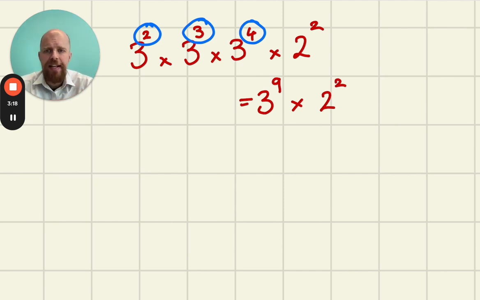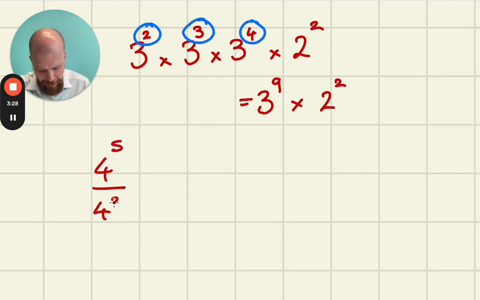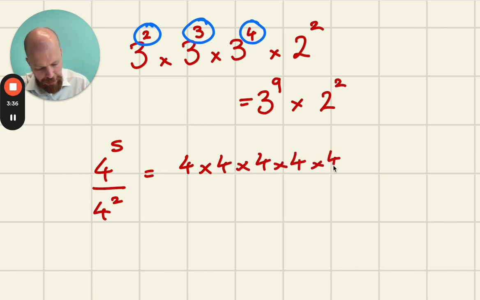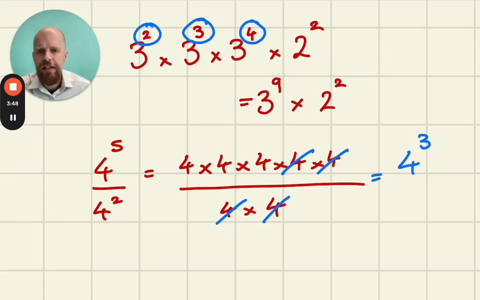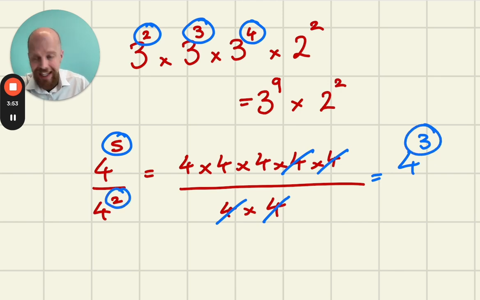And exactly the same thing is going to happen when we're dividing, other than adding, we're now going to be subtracting. 4 to the power 5 divided by 4 to the power 2. Now, for proof that we're going to be subtracting, let's just write it out. We've got 5 lots of 4 on the top, and we've got 2 lots of 4 on the bottom. And what happens is that the 2 on the bottom cancel with the 2 on the top. And I'm just left with 3 4s on the top, 4 cubed. I can do 5 take away 2, and that would give me the 3.